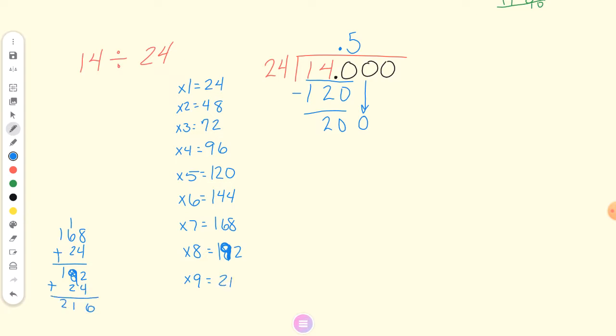$216. Okay, now we won't have to find any more multiples. How many times does 24 go into 200? 8. 8 times 24 is 192. I have 8 left over. Drop a 0. How many times? 3. 3 times 24 is 72. I have 8 left over.